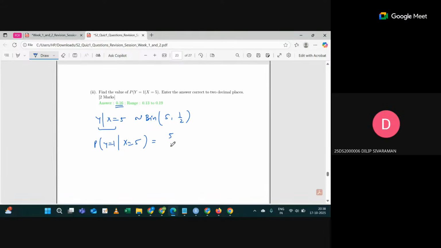5 choose 1. Yes, that's the PMF of binomial. And then half raised to the power 1 and 1 minus 1 by 2 raised to the power 4. So basically it will be 5 by 32, 5 into half to the power 5. Yeah, correct. So that should be correct.